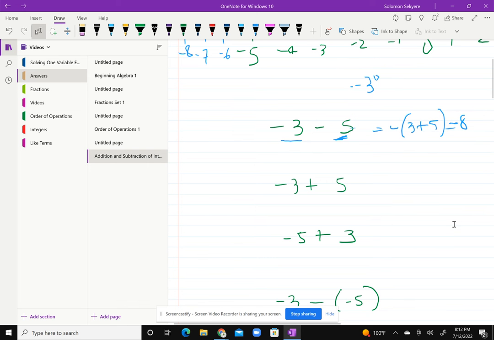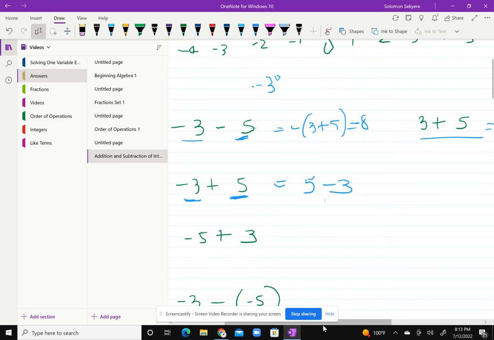Okay. What if you have negative 3 plus 8? You have a negative number, you're adding a positive number. What I suggest you do is write your positive number first, plus 5, and then you bring your negative number. This is equal to 5 minus 3, which is equal to 2.